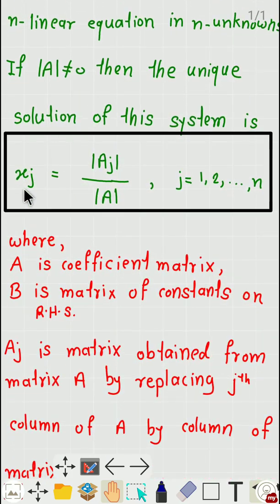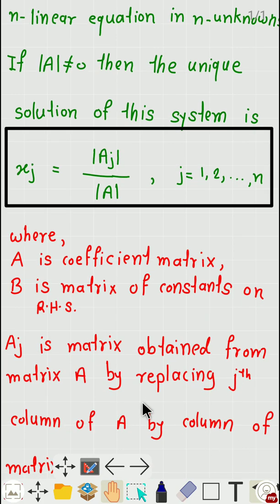xj is equal to determinant of Aj divided by determinant of A, for j equal to 1 up to n. Here A is the coefficient matrix, B is the matrix of constants on the right hand side of the system of linear equations, and Aj is the matrix obtained from matrix A by replacing the jth column of A by the column of matrix B.